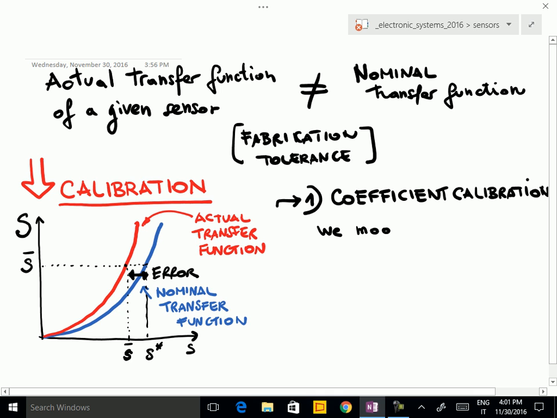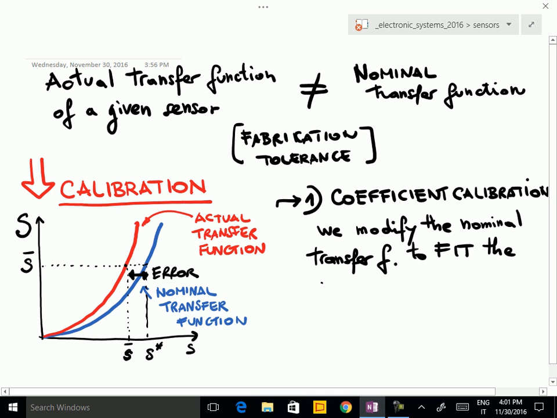So we modify the nominal transfer function to fit the actual transfer function. Okay.